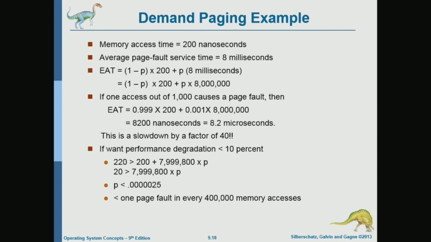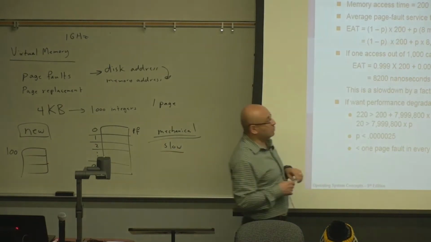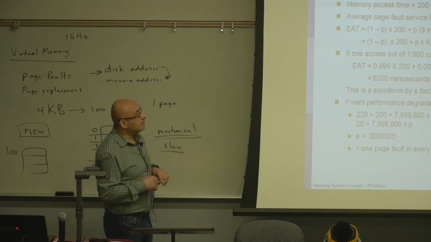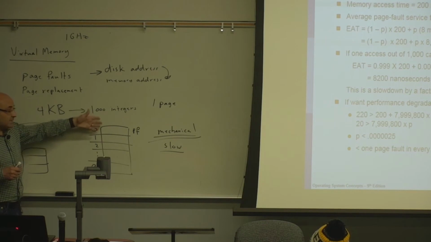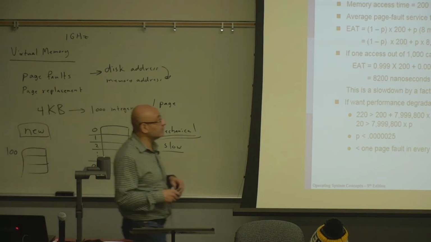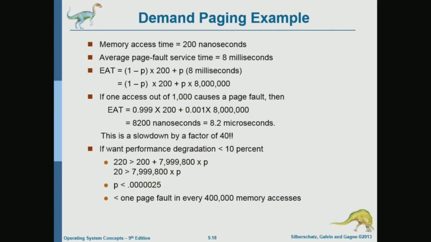So what's the effective access time? It's just the weighted sum. If the page fault rate is 0.001, which means 1 out of 1,000 accesses will result in a page fault, and this is very realistic. Think of a sequential access to an array, and if each page has 1,000 elements in it, then one access will result in a page fault, and the remaining 999 will not. So 0.001 multiplied by the time for handling a page fault, which is 8 million nanoseconds, plus the time with memory, which is 200 nanoseconds multiplied by 0.999. That will give you an effective access time of 8.2 microseconds, or 8,200 nanoseconds.